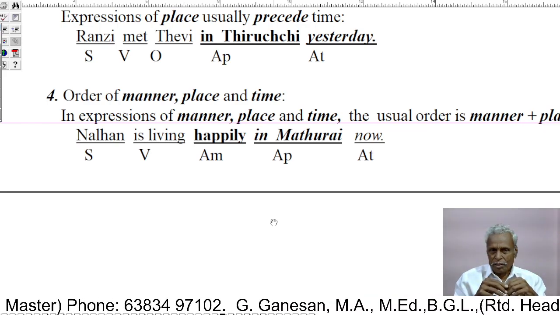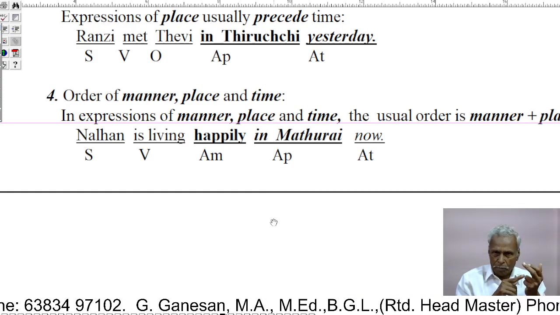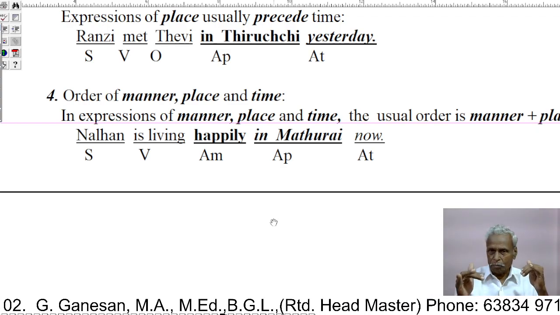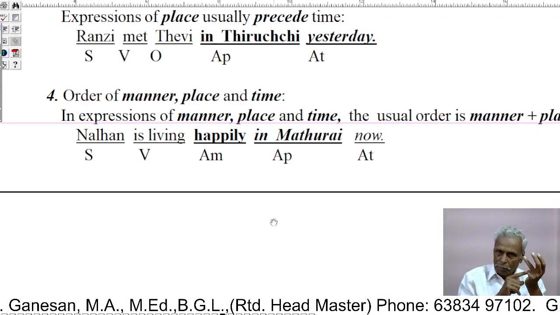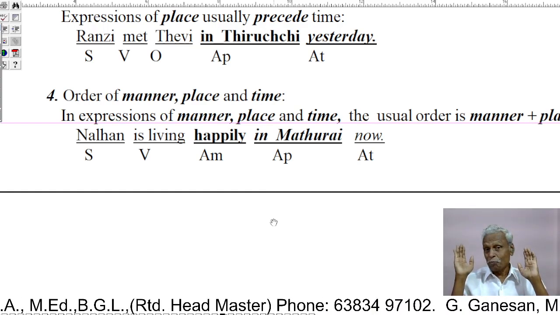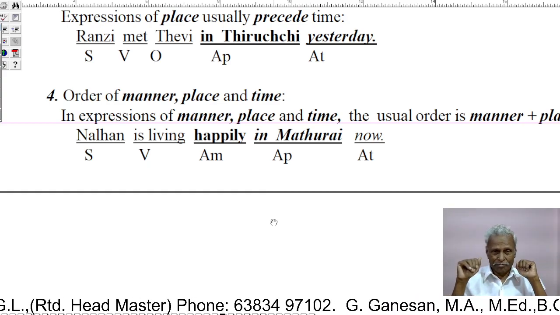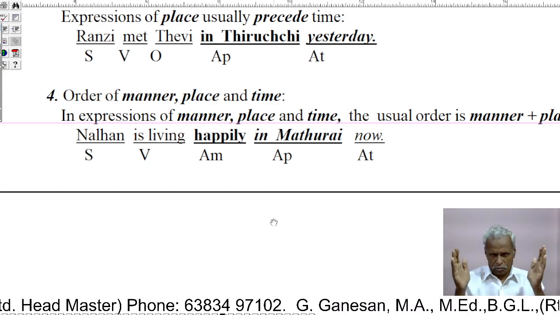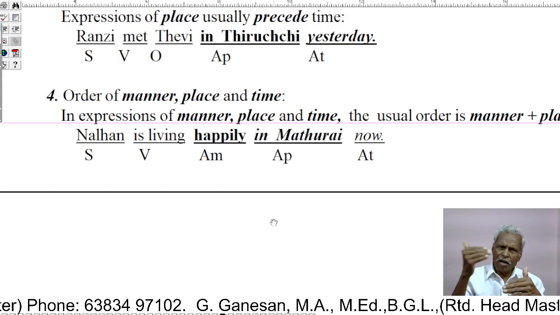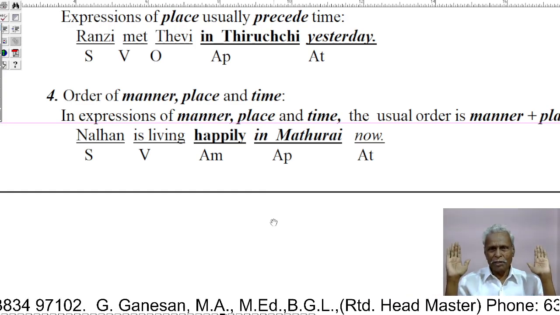Example: Nalan is living happily in Madurai now. Happily is manner. In Madurai is place. Now is time. That is, when manner, place and time come one after another in a sentence, the order should be manner, place and time. Happily, in Madurai, now.